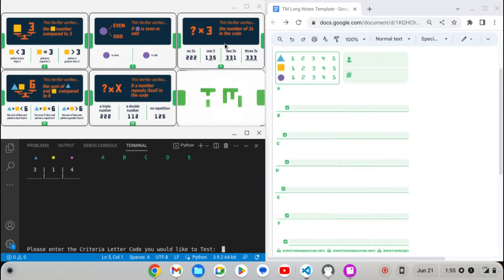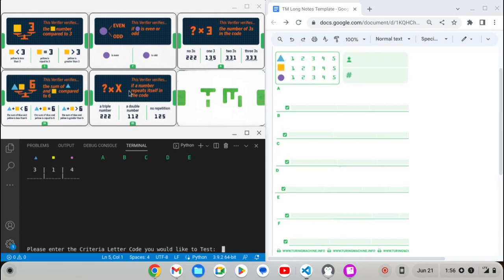Criteria card C looks at our 3-digit solution and will let us know how many of those digits are 3. Are there no 3s in our solution? Is there 1, perhaps 2, maybe even all 3 digits are 3. Criteria card D looks at the first 2 digits, the triangle and the square, adds them up, and compares the sum to the number 6. So should the sum be less than 6? Should the sum be equal to 6? Or should the sum be greater than 6?